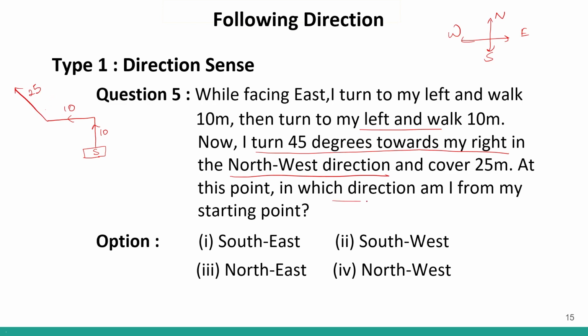At this point, in which direction am I from my starting point? So we have to find out what is this direction in relation to this direction. So clearly this direction is like this. That means it is towards the northwest, which is option number 4. So option number 4 will be the correct answer to this question.